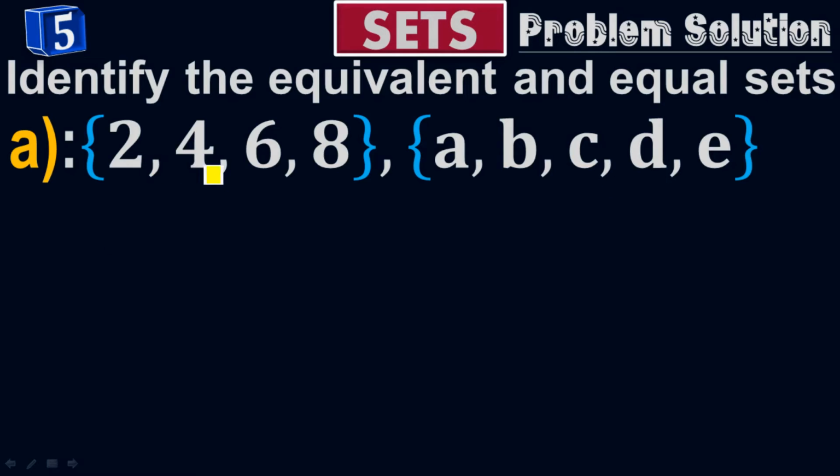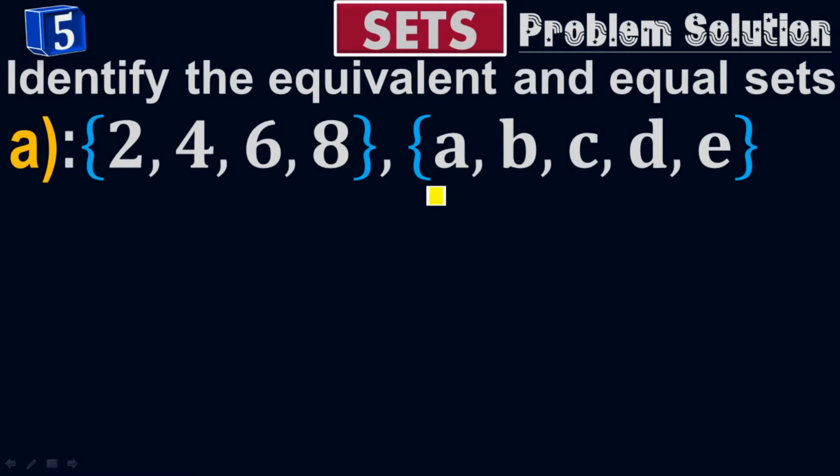Because look, in first pair we have 4 elements. In second pair we have 5 elements. In first pair we have even numbers. In second pair we have alphabets. So we need to check two things. If the number of elements of one set is equal to the number of elements of another set, then we can say that it is an equivalent set. Even if their elements are not matching each other, still they are equivalent sets.